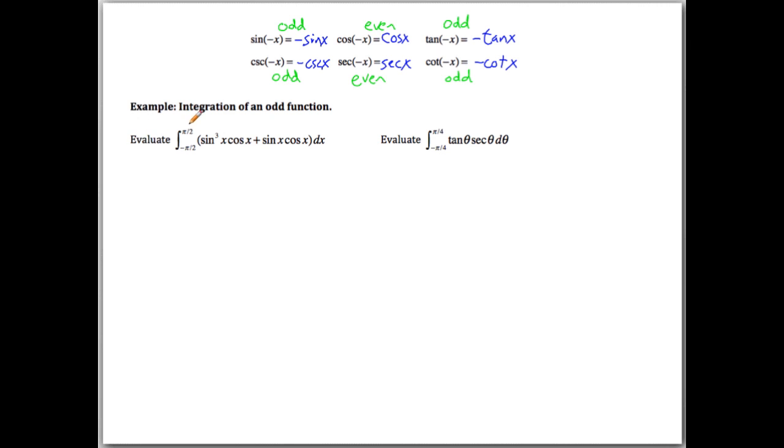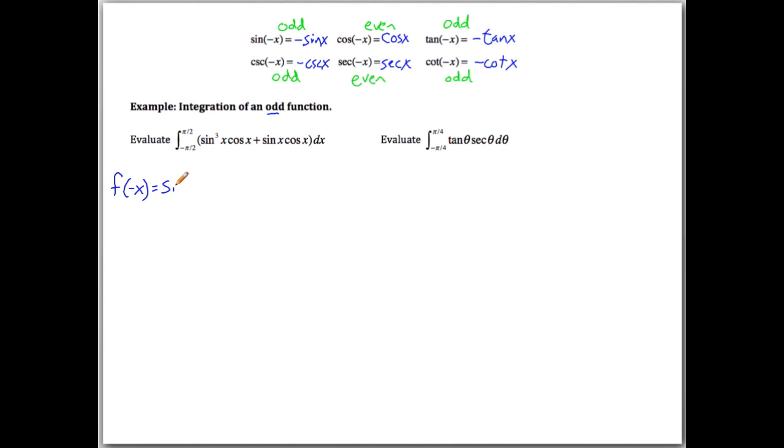Okay, so we're asked to evaluate this definite integral from negative pi over 2 to pi over 2. We can see that we have the positive and negative here of our limits of integration. So if we know whether this is an odd or even function, then we know how to integrate this a little bit more easily. So let's take a look at this function right here to determine if it is odd or even. What we're going to do is go ahead and let x be negative.